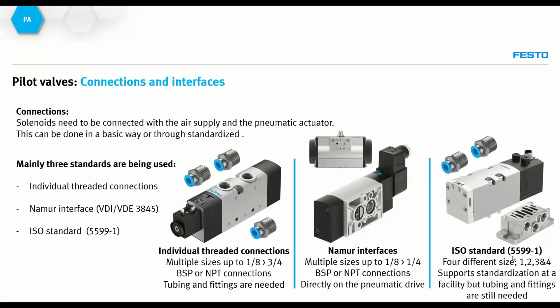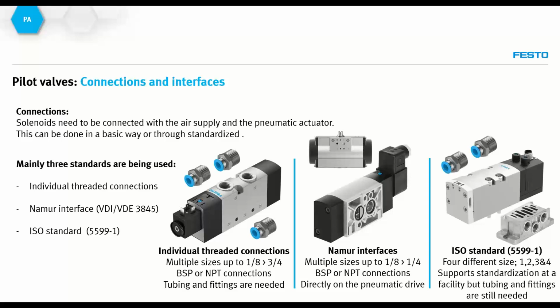The last one, which is a standard, the ISO standard, the 5599-1, is a standard to identify the pneumatic connections of a solenoid valve with a certain manifold. This is not the same as the NAMUR interface design. NAMUR is a German organization for the process industry. The ISO standard is a generic institute to standardize interfaces and requirements in the industry.